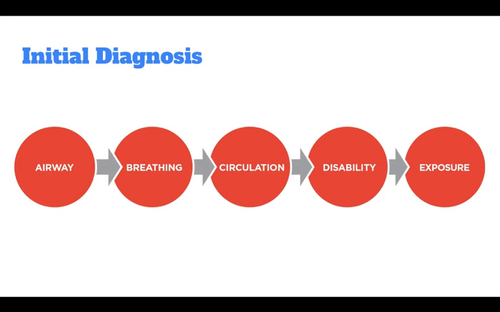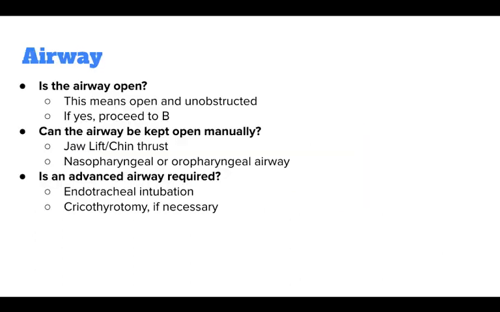The AHA recommends following the ABCDE method when making the initial assessment. The A stands for airway, the B stands for breathing, the C stands for circulation, the D stands for disability, and E stands for exposure. Assess the airway and make a determination between one of the three possibilities. Once an airway has been established and maintained, move on to breathing.